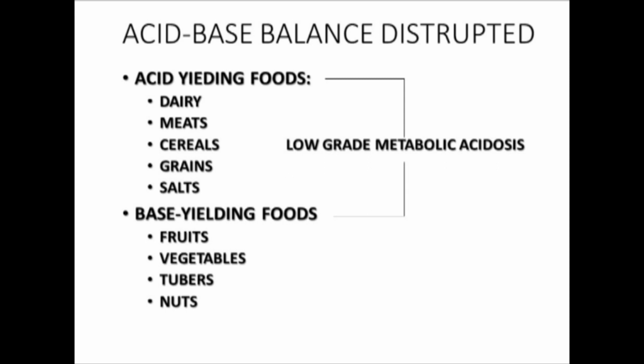So what's generally recommended is balance all this off with base-yielding foods. Fruits, vegetables, tubers, and nuts. So when we have a good distribution of our diet that balances off these things, we avoid low-grade metabolic acidosis getting produced in the body.